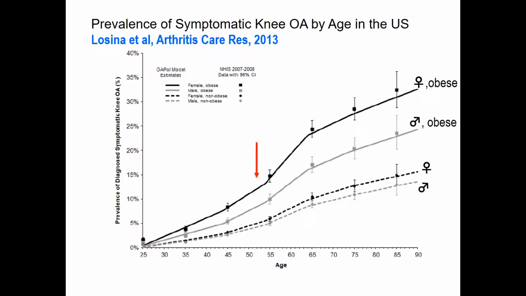And I have this arrow here because if you look after about age 50 or so, you can see that the prevalence of osteoarthritis really starts to rise. So it's less common in younger adults, but somewhere around 50, something happens with our aging bodies that make osteoarthritis become more and more common.